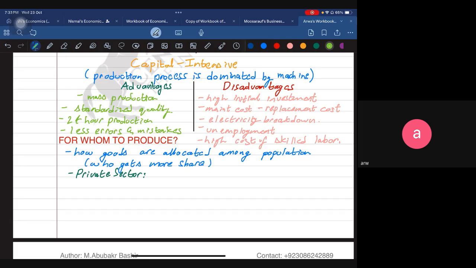So then they will not open it in a rural area. They will open it in a city, in a place with high population, because there will be many people who can afford it, many people with jobs, and they'll be able to pay. Exactly. Perfect answer. That's why the private sector will only produce for those who can afford to pay.